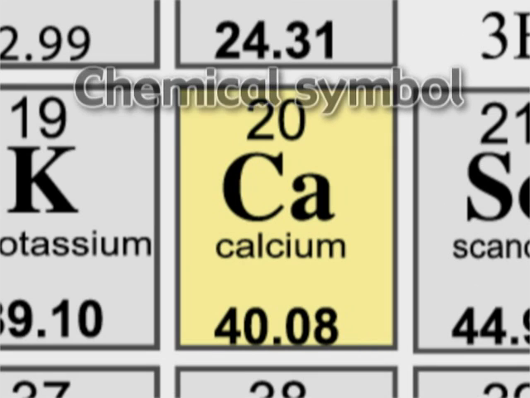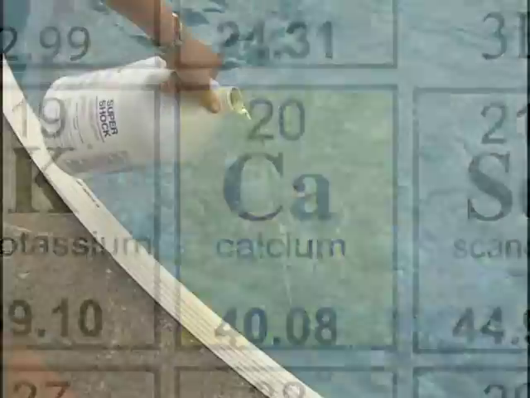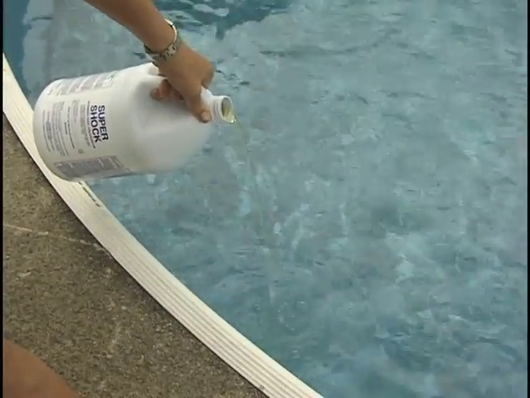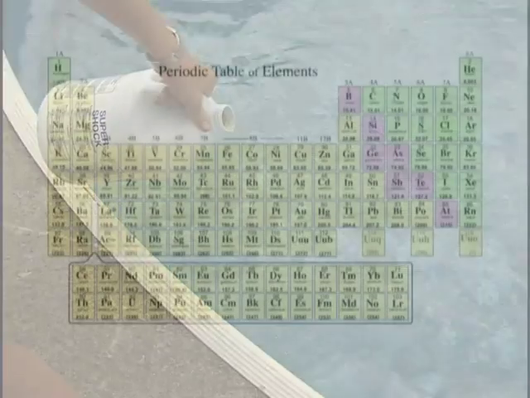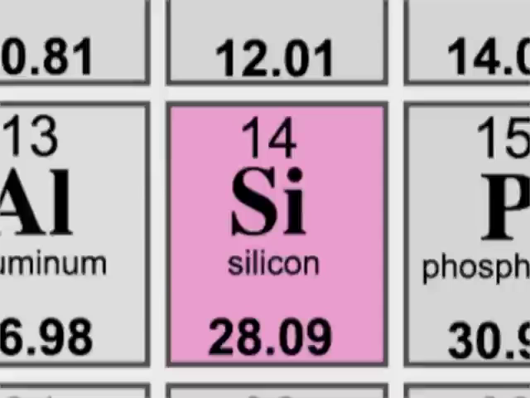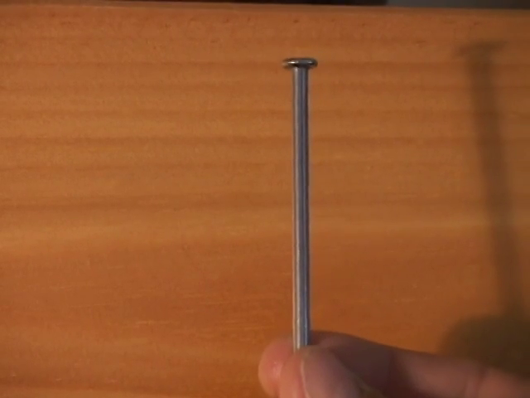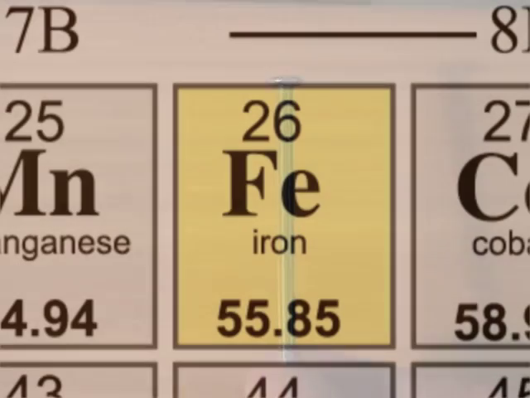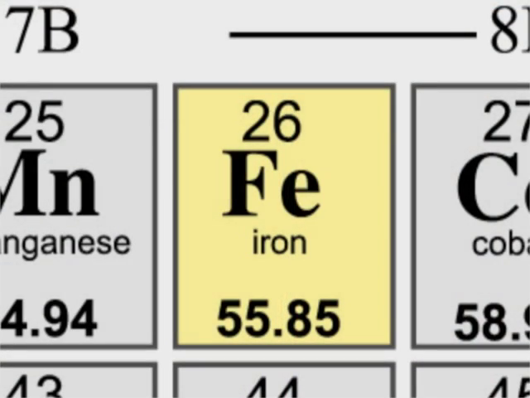This is called its chemical symbol. The element chlorine, often used to keep swimming pools clean, is found here with the chemical symbol Cl. While chemical symbols of elements often use the first couple of letters of an element's name, sometimes they do not. For example, iron, an element found in nails, has a chemical symbol of Fe. Notice the number 26 found above the chemical symbol. This is the atomic number, or number of protons.